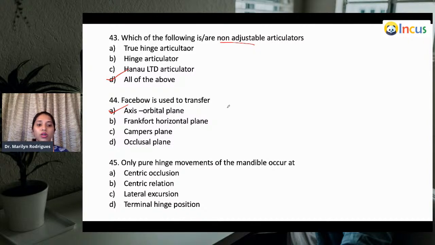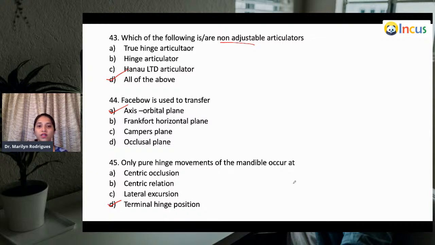Question number 45, only pure hinge movements in the mandible occur at centric occlusion, centric relation, lateral excursion, or in the terminal hinge position. The answer to question number 45 is D, in terminal hinge position.